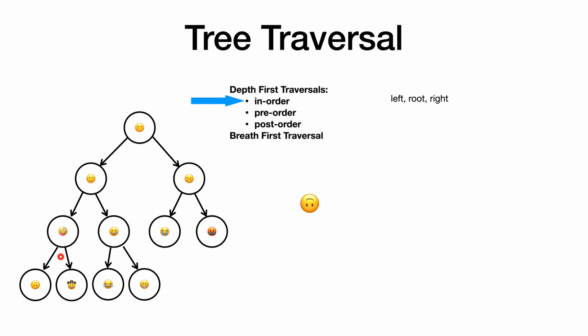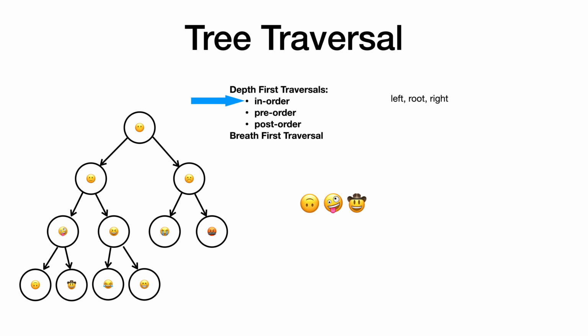Then it passes back to the silly face, and he says, well, I've already printed my left child, so I'm going to print myself. And then I'm going to print my right child. So the cowboy hat guy gets printed next. If you look at just this subtree in isolation, you can really see how in-order traversal works. It prints the left child, then the root of the subtree, and then the right child.